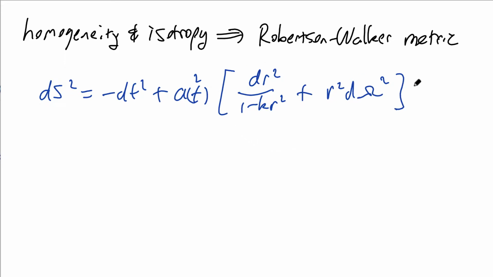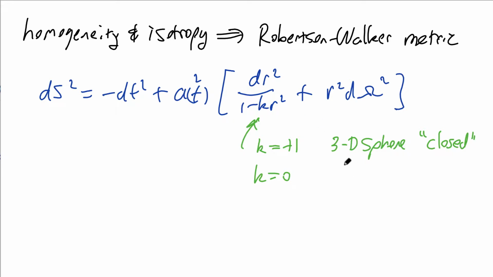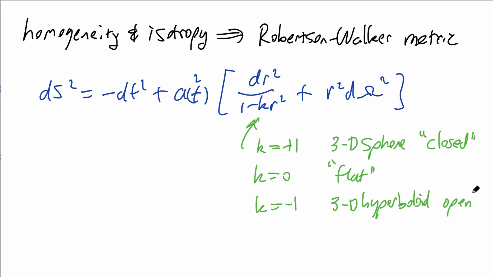The part of the metric in square brackets is just the metric for a maximally symmetric three-dimensional space. There are three cases, depending on the value of k. When k is equal to plus 1, 3-space is a three-dimensional sphere, and this is referred to as the closed case. When k is equal to 0, space is flat. And when k is equal to minus 1, space is a three-dimensional hyperboloid, and this is referred to as the open case.